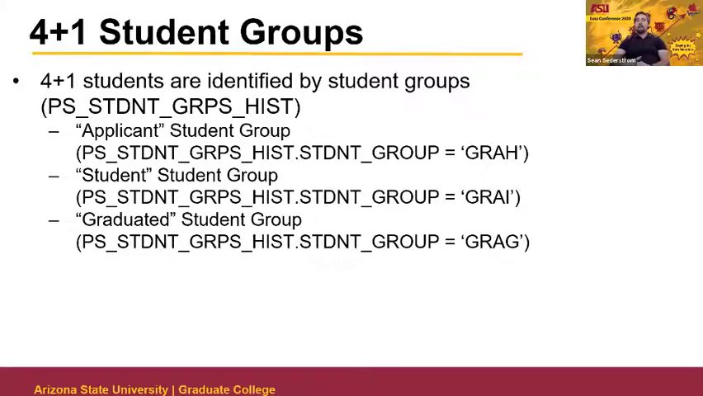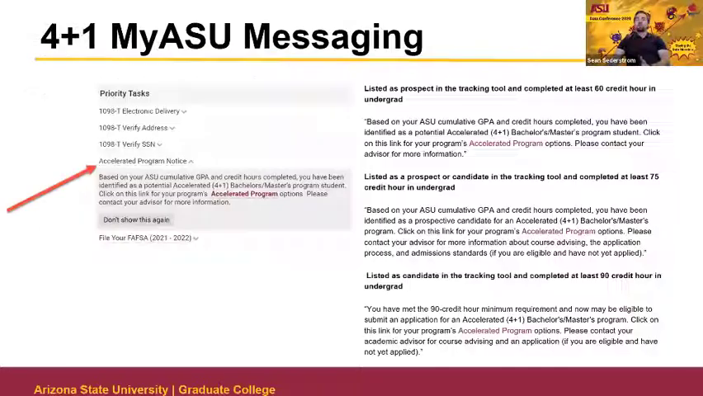The GRAI student group is going to show you all of your active 4+1 students. And then if you want to look at historical data, students that have completed the program, the GRAG shows you all the graduated students. So that's definitely one of the main ways that you're going to be able to identify those students.